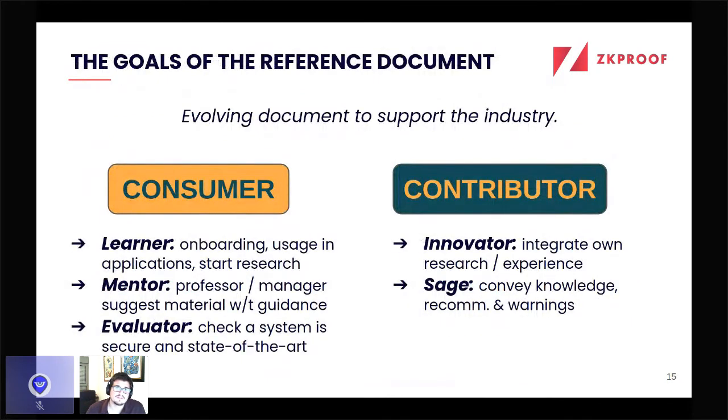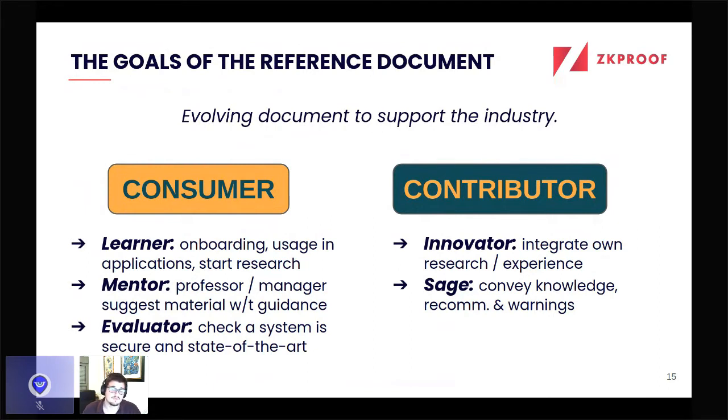So for the reference document, we really have two main goals. You can either be a consumer or a contributor of the reference document. If you're a consumer, you could be a learner because you're onboarding yourself into the field. You want to use some applications and you don't know where to start to research, and this is a really good reference and resource. You are a mentor, so maybe you are a professor or manager, and you want to suggest some material for reading or for guidance. And you can be an evaluator, who wants to check that a system you're going to use in production is secure and maintained against the state of the art.